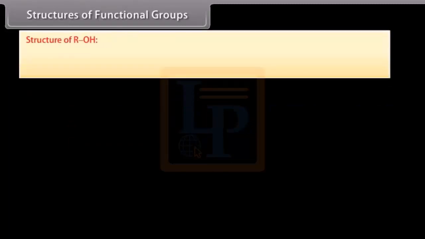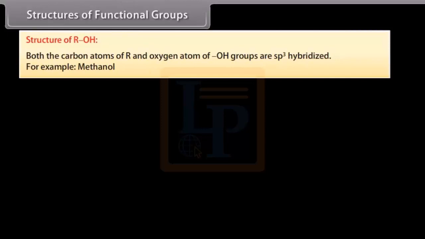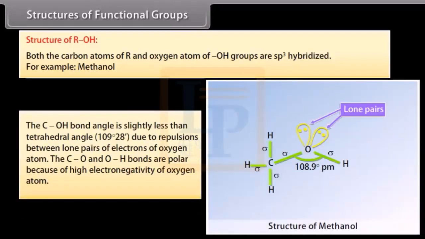Structures of functional groups. Structure of ROH. Both the carbon atom of alkyl group and oxygen atom of hydroxyl group are sp3 hybridized. For example, methanol. The C-O-H bond angle is slightly less than tetrahedral angle, that is 109 degree 28 minutes, due to repulsions between lone pairs of electrons of oxygen atom. The C-O and O-H bonds are polar because of high electronegativity of oxygen atom.